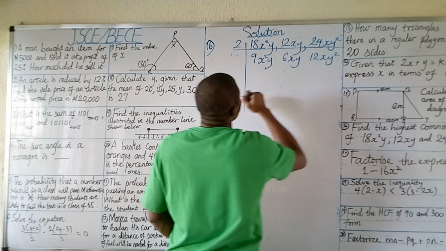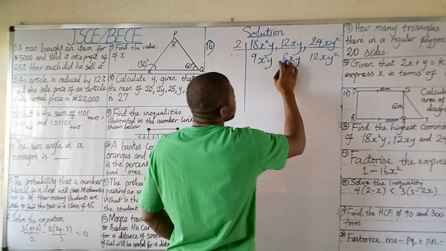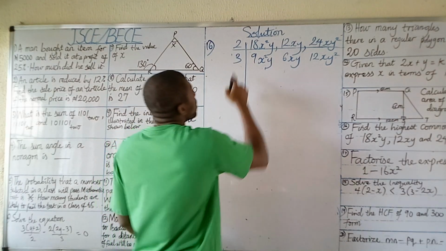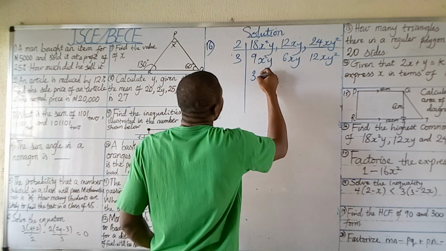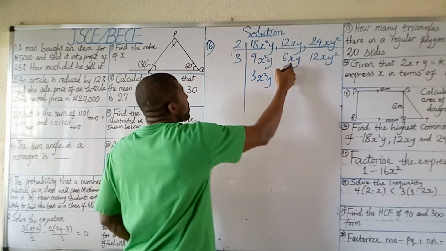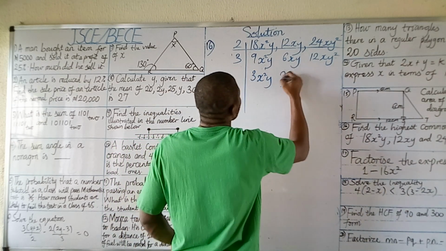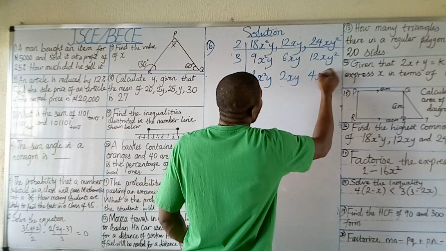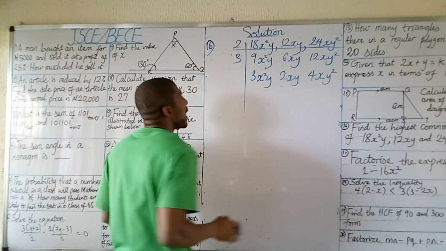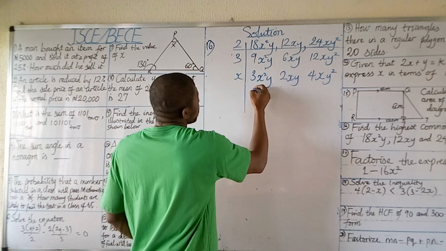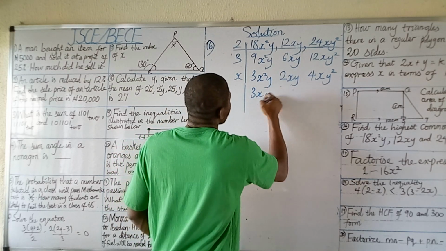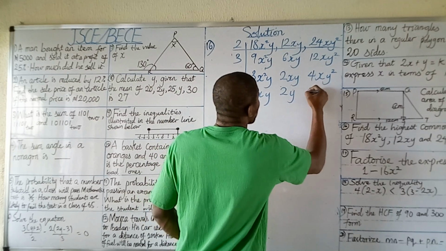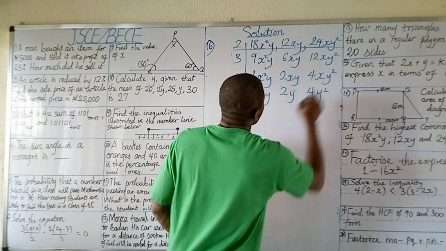12xy squared. 2 cannot carry 9, 6, and 12. So what goes into them? 3. 3 goes in 9 to give 3x squared y. 3 going in 6 gives 2xy. 3 going in 12 gives 4xy squared. Next is x. x goes here to give 3xy. x goes here to give 2y. x goes here to give 4y squared.